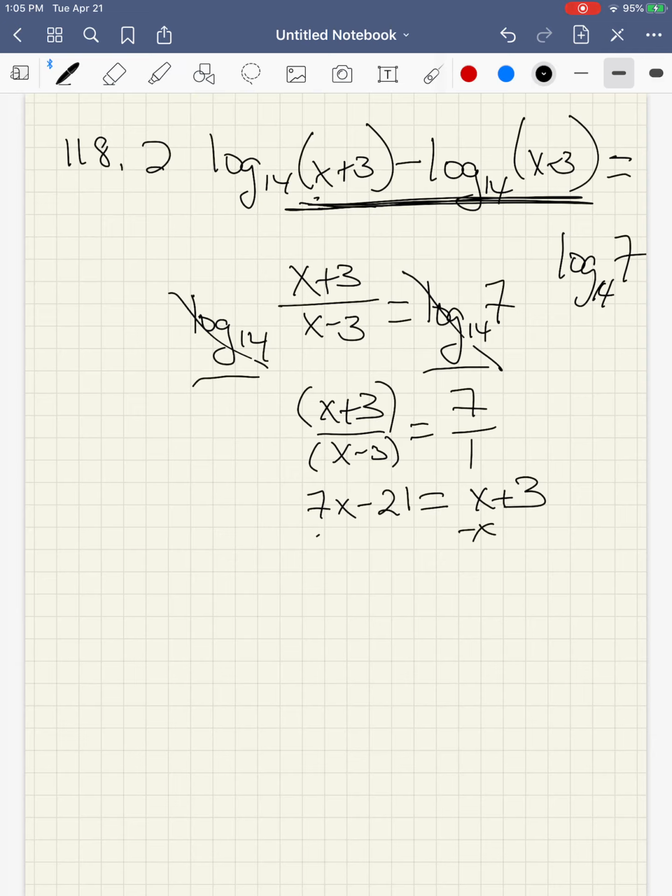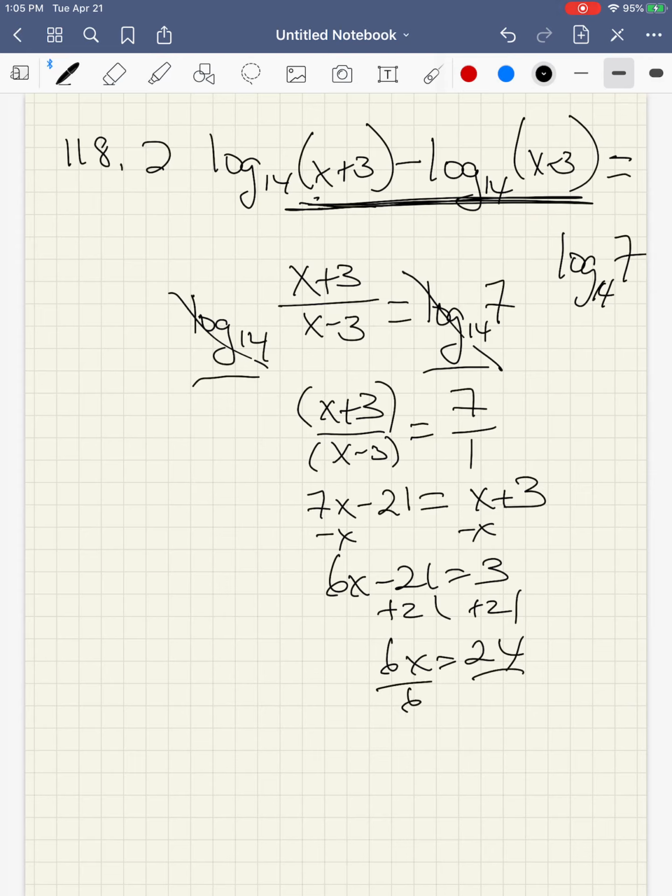And now we solve for x. So minus x, add 21, and divide both sides by 6. So x is equal to 4. Now do I just circle my answer and go? No, we need to make sure we're not taking the logarithm of a negative number or 0. So 4 plus 3 is positive 7, that's good. 4 minus 3 is positive 1, that's good, we're okay. That's the only places we had to plug in for x.